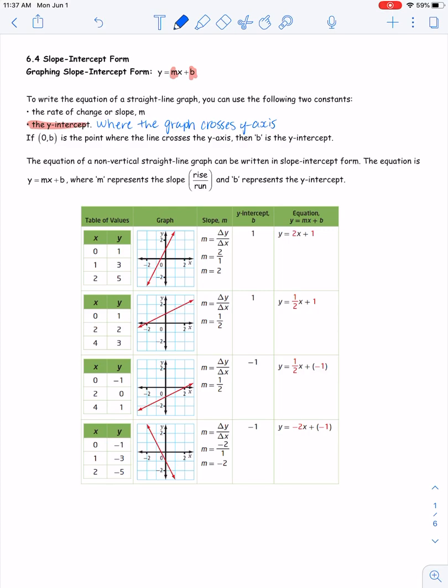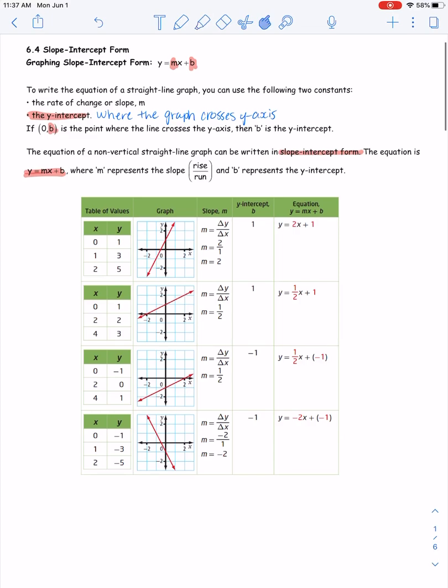If (0, b) is the point where the line crosses the y-axis, then b is the y-intercept, whatever b may be. The equation of a non-vertical straight line graph can be written in slope-intercept form. The equation is y equals mx plus b, where m represents the slope, which is the rise over run, and b represents the y-intercept. You'll always be given this. You don't have to memorize it, but you will probably memorize it anyways because you're going to use it so often. So just a little bit of a review here.